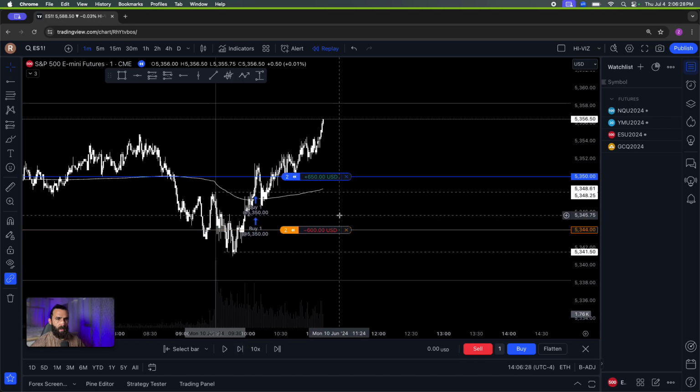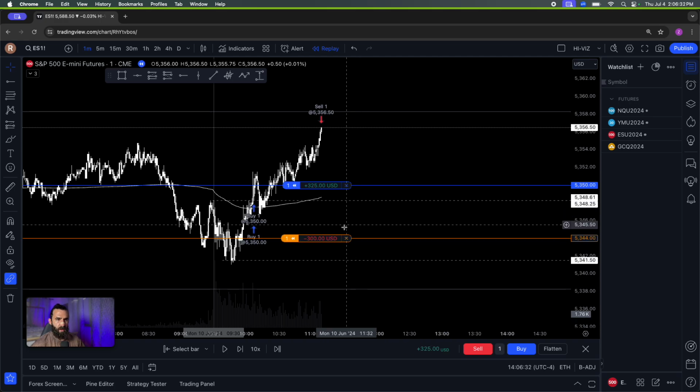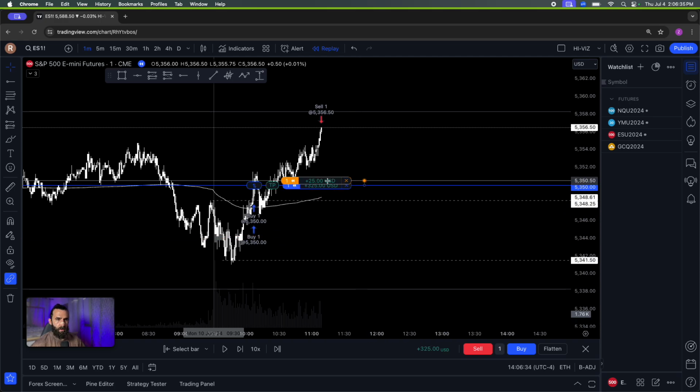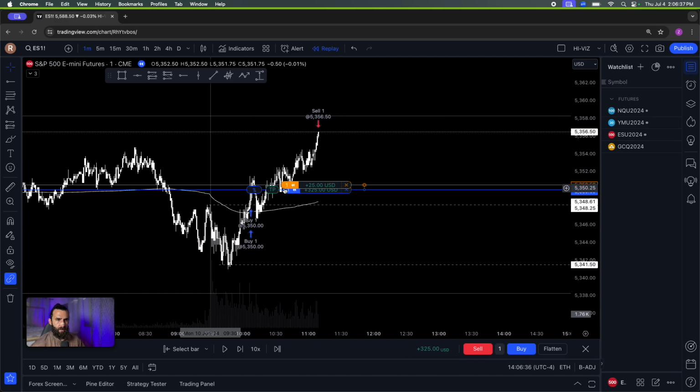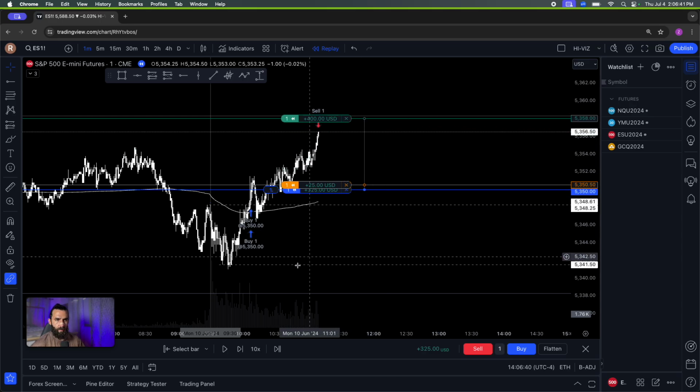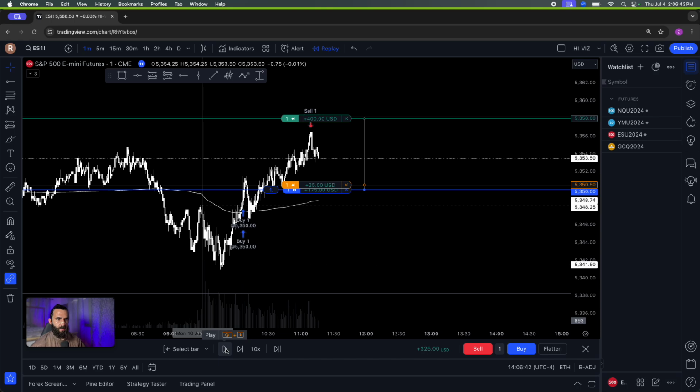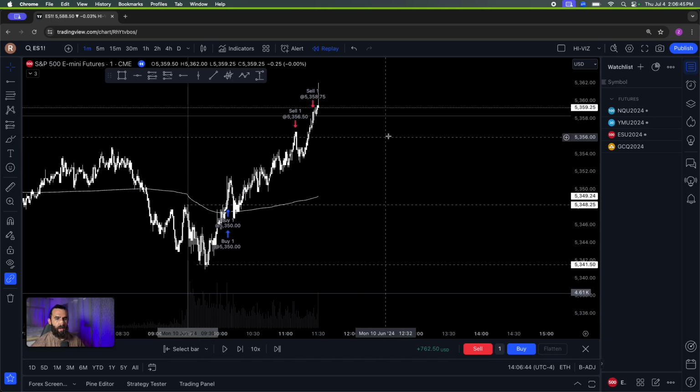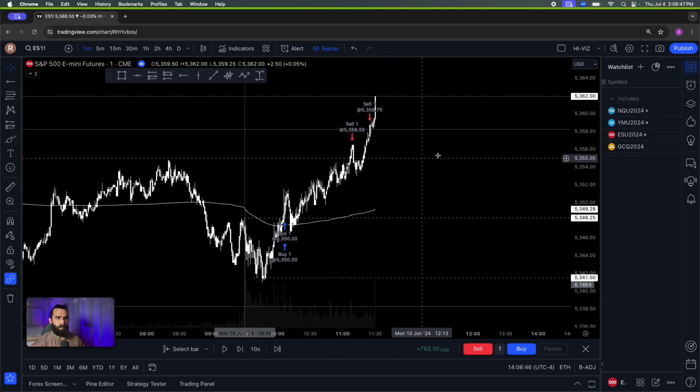Coming up on it. Let's go ahead and take one off there. Secured $325 of profit. At this point, we can move stop loss to break even, a little bit past, and I will go ahead and set a profit right up here for the remaining position. That's what I'm looking for. Let's go ahead and play it forward, see if we get stopped out. Nice, take profit hit.